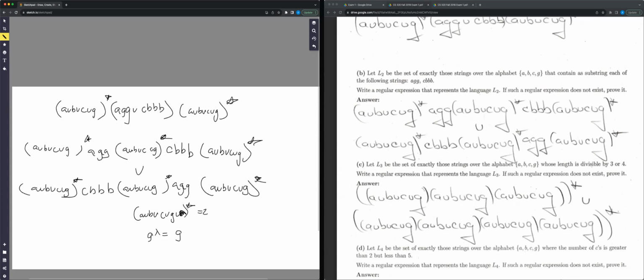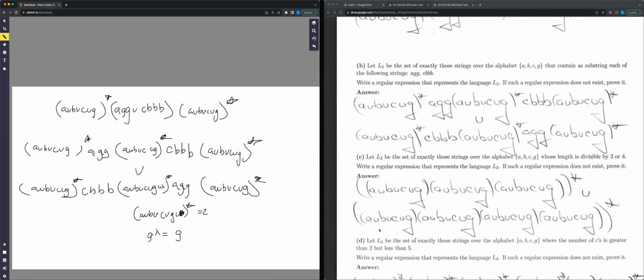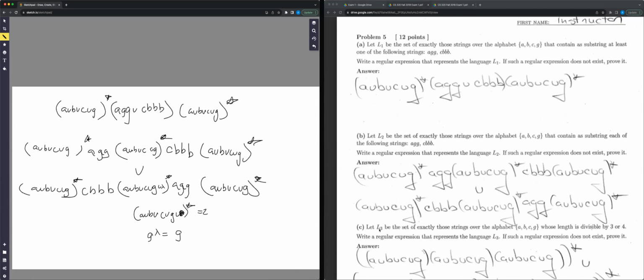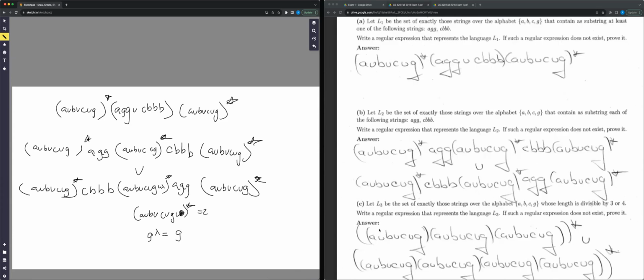Oh, literally, okay. It would never make a difference if I did that. Exactly. So technically, if you did add lambda in all of these, it would still be correct. It's just kind of useless. Yeah, exactly. Okay. Get it. Thank you.